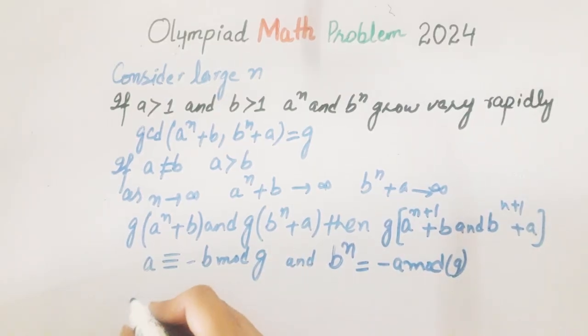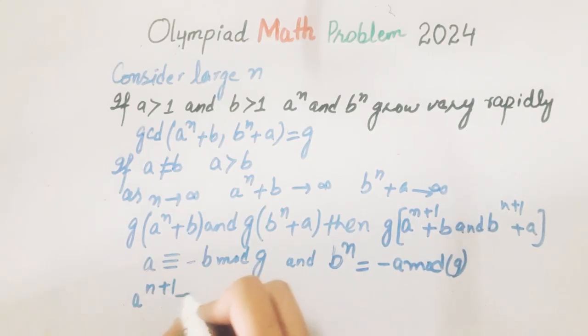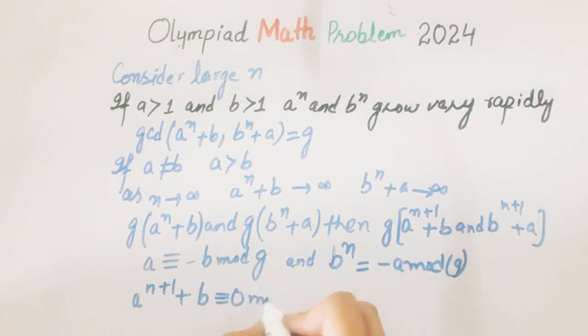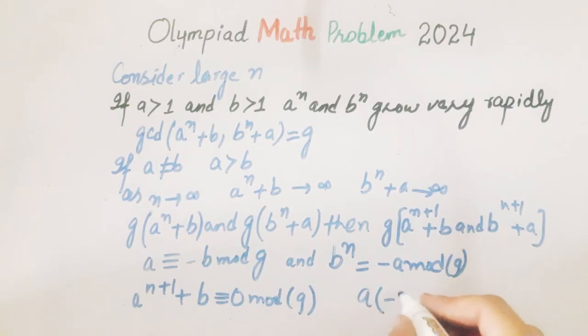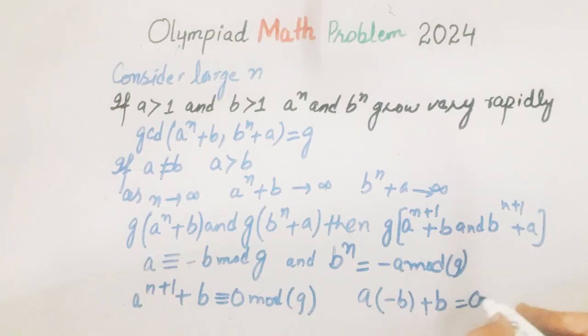Now we will substitute the value of a raised to power n in this equation. We will get a raised to power n plus 1 plus b is equal to 0 mod of g, and we get a into minus b plus b is equal to 0 mod g.